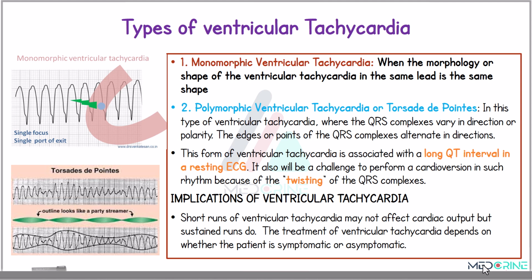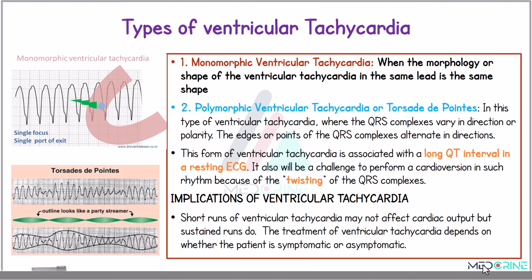What are the types of ventricular tachycardias that we're able to identify? We have 2 types of ventricular tachycardias. One is a monomorphic ventricular tachycardia, and the other one is what we call polymorphic ventricular tachycardia or Torsades de Pointes. Let us look at a monomorphic ventricular tachycardia. When the morphology or the shape of the ventricular tachycardia is the same in the same lead, we call it monomorphic ventricular tachycardia.